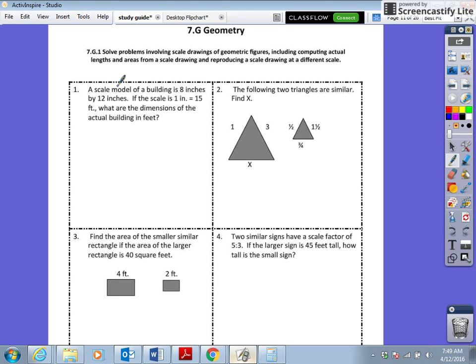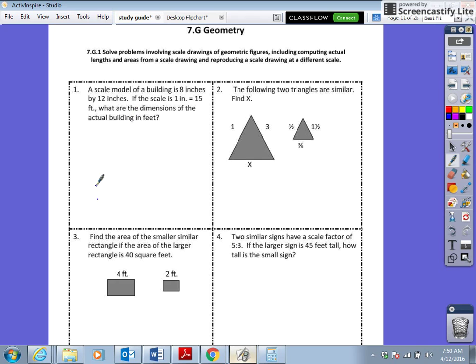A scale model is just if you took a big building or car or plane or a map and you shrunk it down, that's a scale model because you can't draw an actual size building. You have to draw a scale model of the building. So this question is telling you about the scale model, and then it says if the scale is 1 inch equals 15 feet, what are the dimensions of the actual building, the real building in real life?